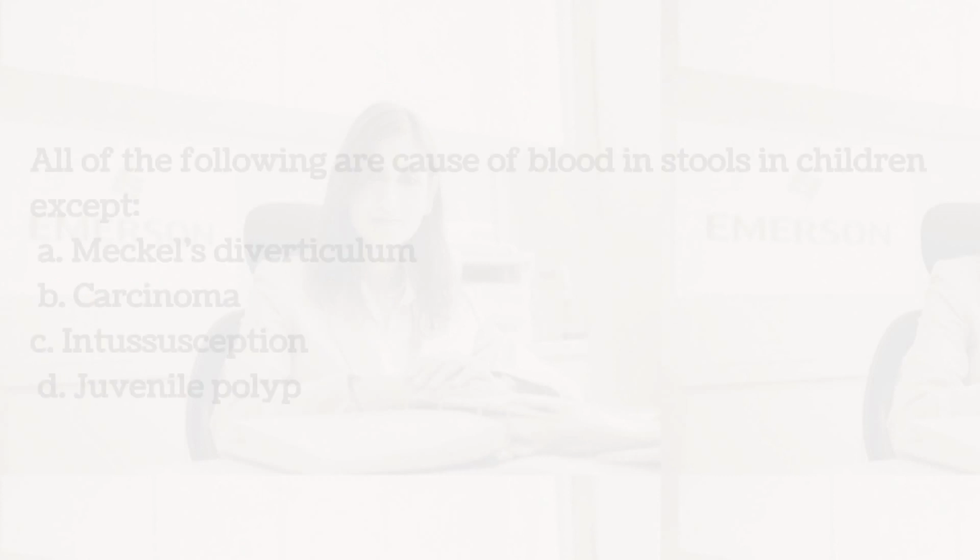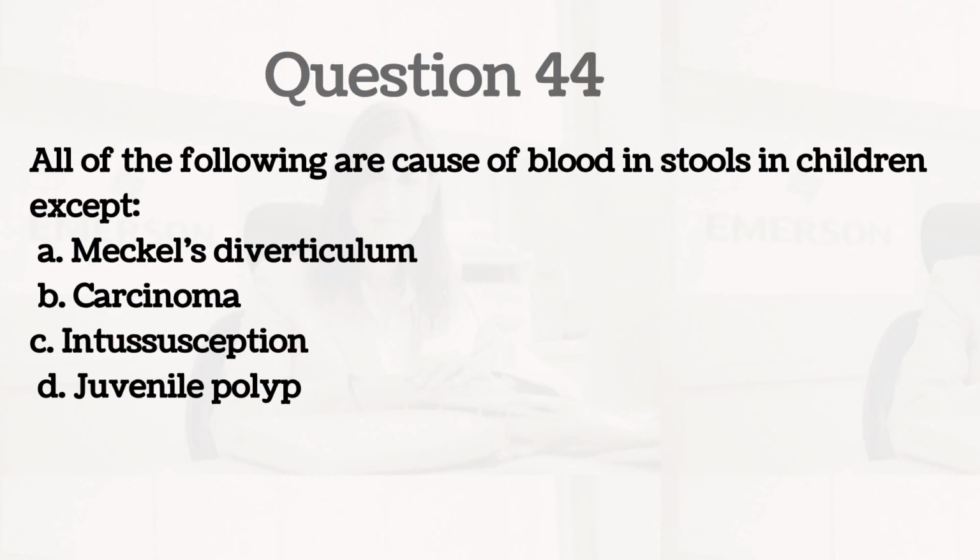Then question 44. All the following are causes of blood in stools in children except A. Meckel's diverticulum, B. Carcinoma, C. Intussusception, D. Juvenile polyp. Okay, so for this question, all of these, A up to D, are causes of blood in stools in children.